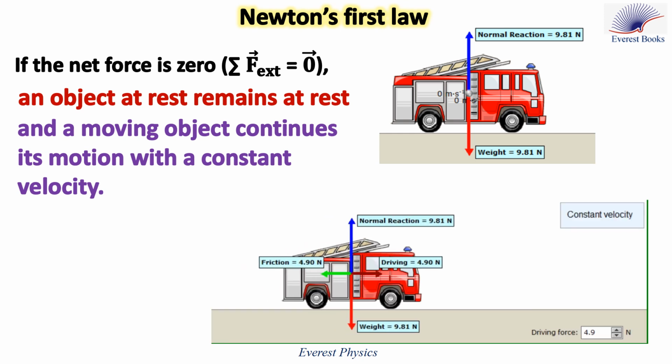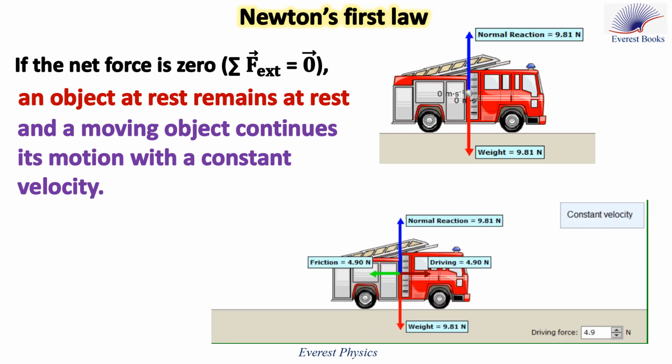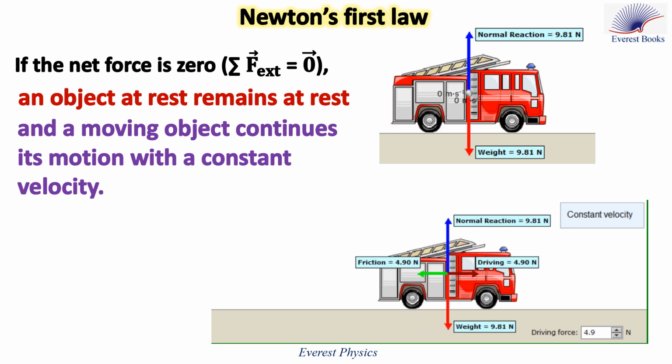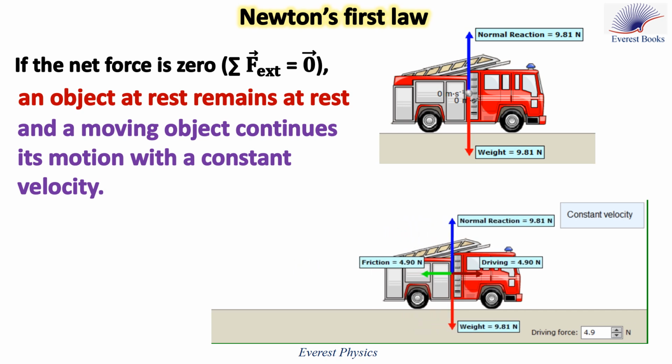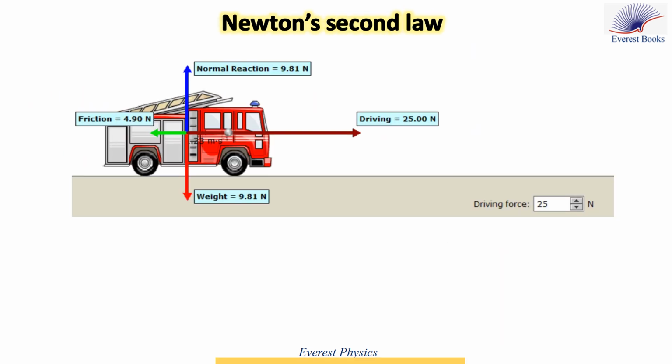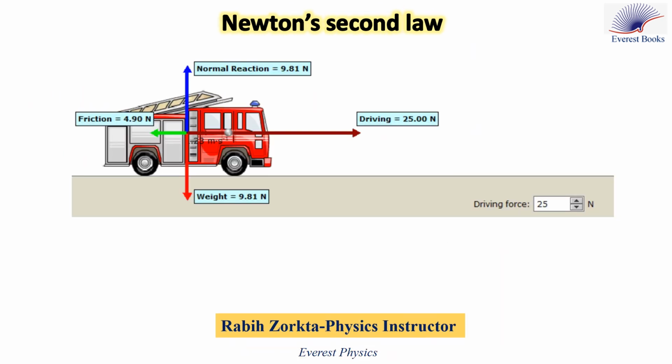Now the toy track is moving with a constant velocity under the action of four forces: the weight, the normal force, the friction, and the driving or the traction force. The toy track tends to stay in uniform rectilinear motion. It will stay in uniform rectilinear motion, or moving with a constant velocity, as long as the resultant force acting on it remains zero.